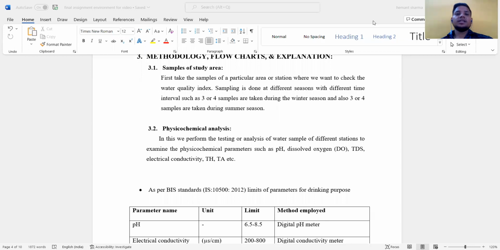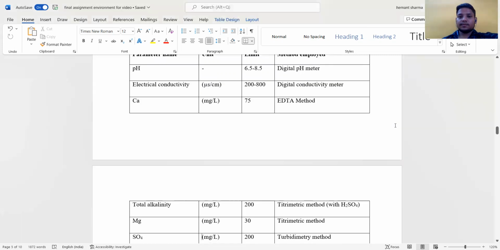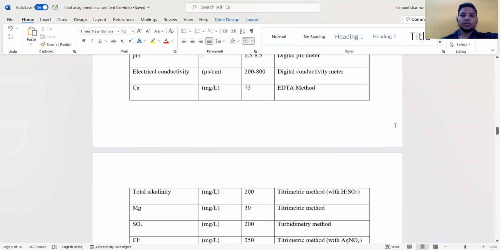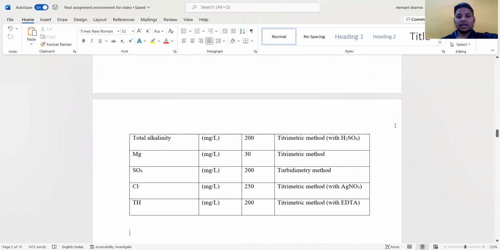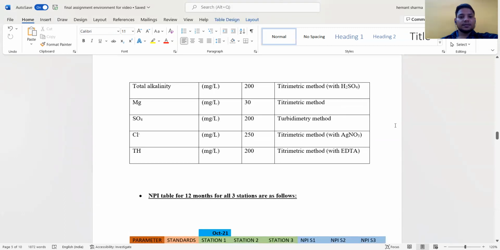My analysis standards are based on IS 10500:2012 for drinking purposes. We have a table in which the parameter names and methods of analysis are mentioned with their acceptable limits. Like pH is measured by a digital pH meter, electrical conductivity by a digital conductivity meter, calcium by the EDTA method, total alkalinity by the titrimetric method with H2SO4, magnesium by the titrimetric method, and sulfate by the turbidimetry method. Chloride is by the titrimetric method with AgNO3, and total hardness is by the titrimetric method with EDTA.